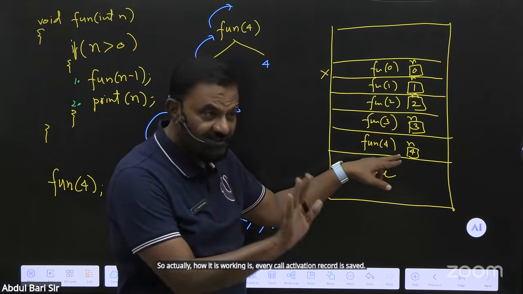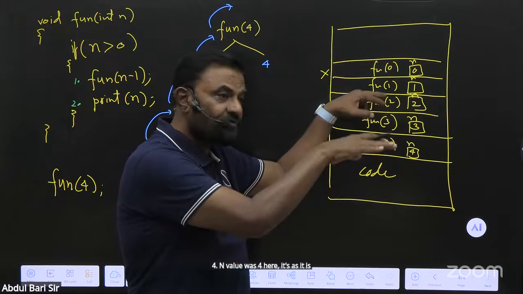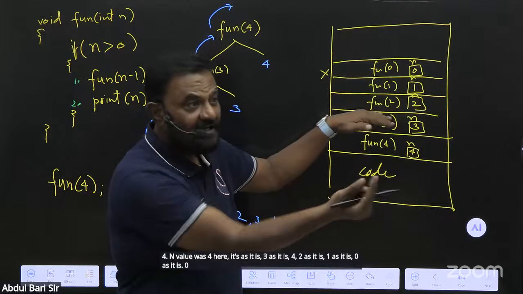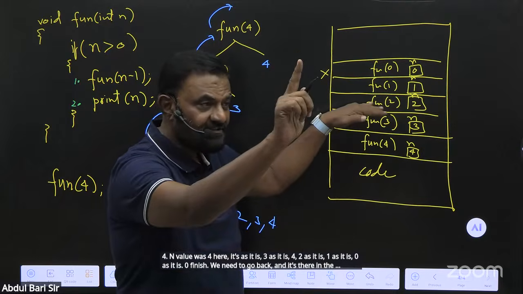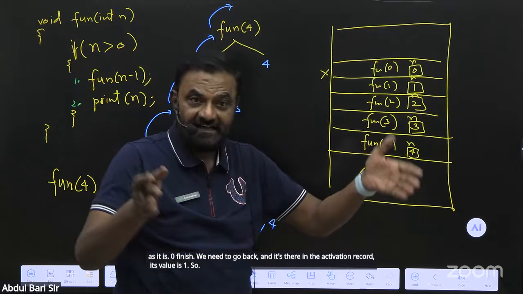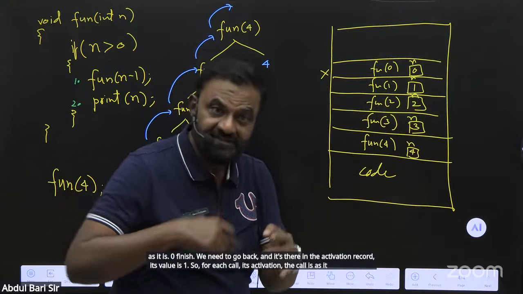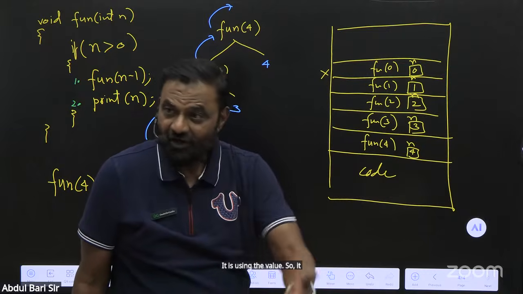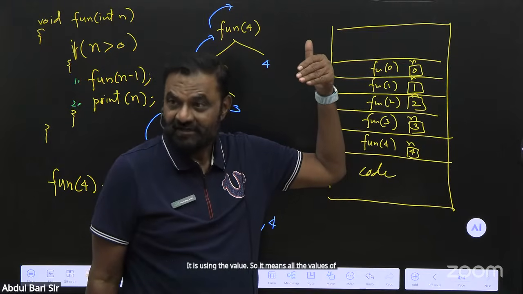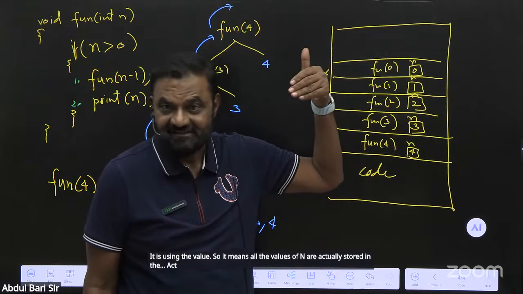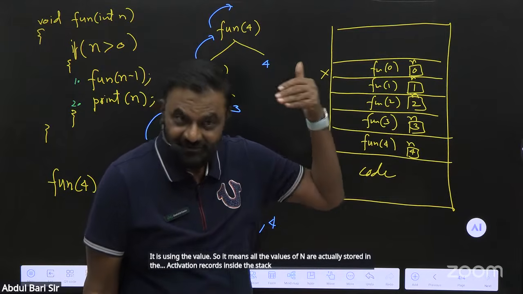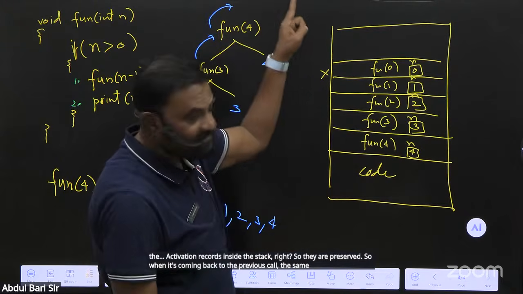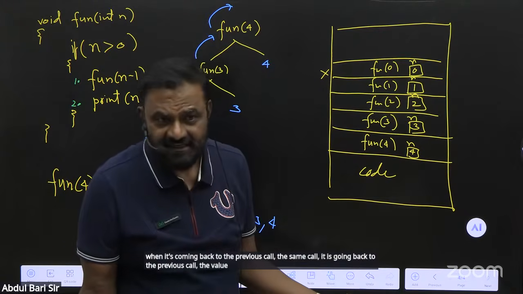The n value was 4 here, as it is. 3 as it is, 2 as it is, 1 as it is, 0 as it is. 0 finishes. When it goes back, n is there in the activation record. Its value is 1. So for each call, its activation record is there as it is. So when it's going back, it is using the value. So all the values of n are actually stored in the activation records inside the stack, right? So they are preserved. When it comes back to the previous call, the value is as it is there.